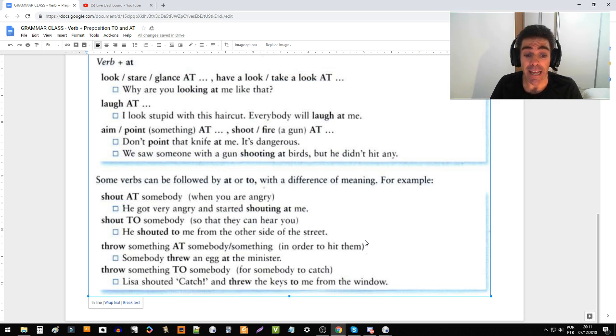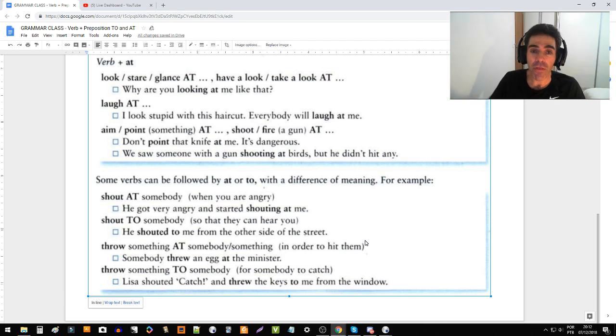Throw something at somebody, or throw something at something in order to hit them. So I'm throwing a rock at the wall. I'm throwing a ball to the other player. I'm playing dodgeball. You know, dodgeball, when you throw the ball and you have to dodge. If it hits you, you lose. In English, we say this game, it's a very famous game, dodgeball. So, throw something at somebody. Somebody threw an egg at the minister.